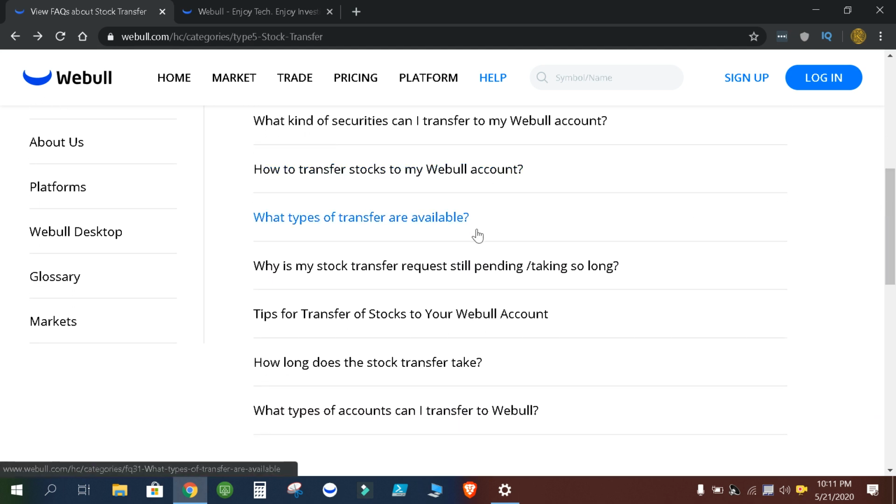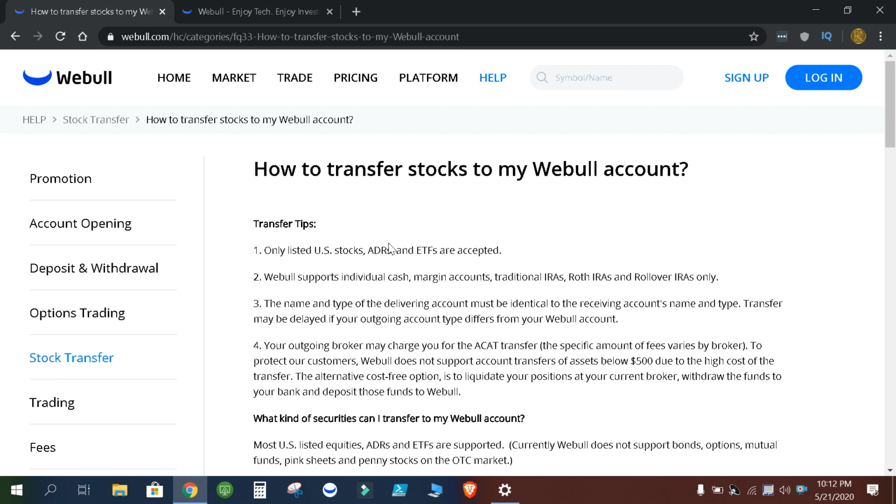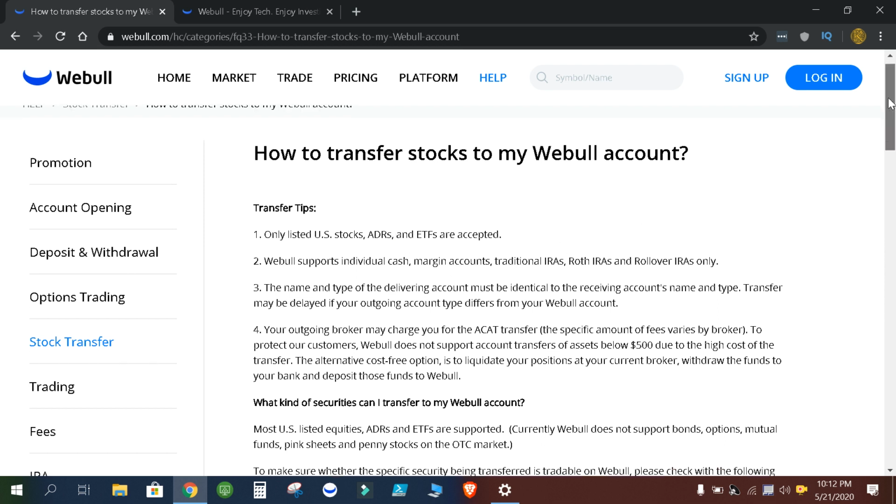This is actually a really big one too. Transfer stocks to my Webull account. Anytime you're transferring stocks from any kind of brokerage account, it is the sending brokerage account's responsibility to initiate the transfer. It's not the receiver's. So let's just say E-Trade. If you're transferring stocks or equities from E-Trade to Webull, you will initiate the transfer on the E-Trade side. That's just how the transfers work.